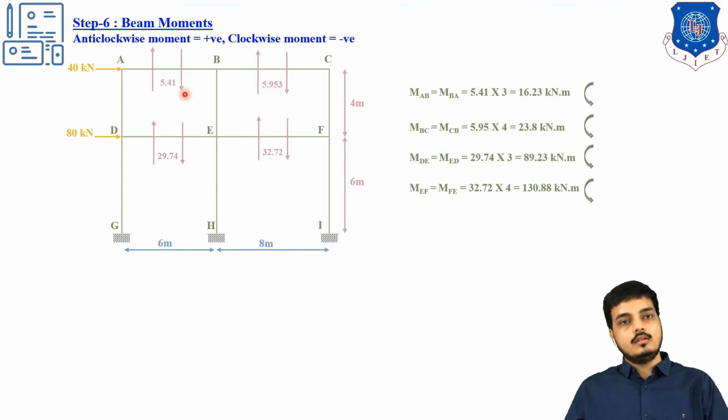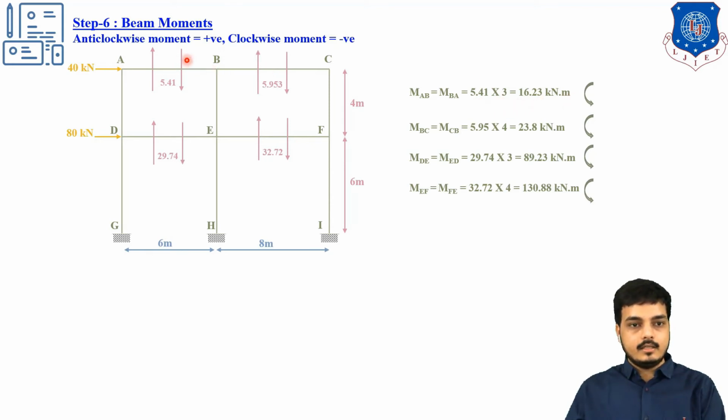This step is also similar to the previous sum, called the Portal method. To find out this moment, what we will be doing is load into half of the distance. So for the MAB member, moment at MAB and MBA will be similar because the forces are similar. If I am standing over here, this force is 5.41 and the distance is 6. So half of 6 is nothing but 3. So 5.41 multiplied by 3 is nothing but 16.23 kilonewton meter.